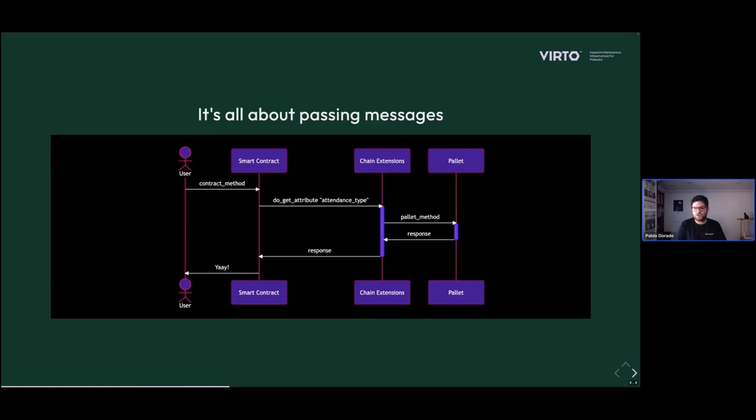Instead, if you use chain extensions, you'll have something in between, basically an intermediary that helps you get to the full potential of the blockchain without having to pass through these end user endpoints of the pallets, which are the calls, and get to the bottom of the pallets themselves. I'll show you how that works in a moment.